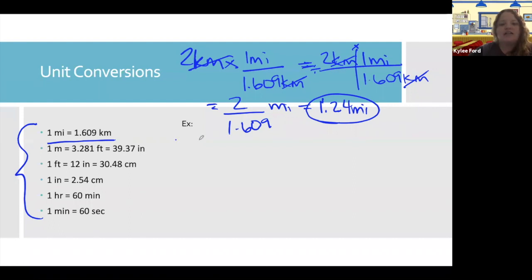So that is my first little example of unit conversions. Okay, so it can get tricky really quickly.